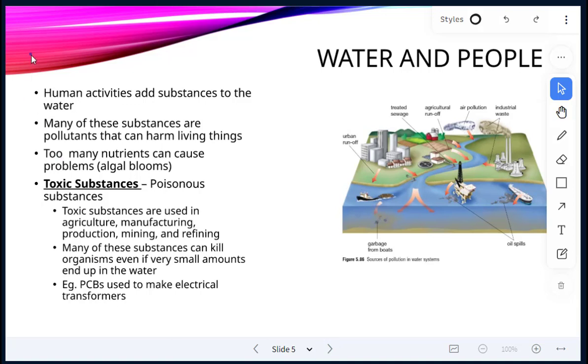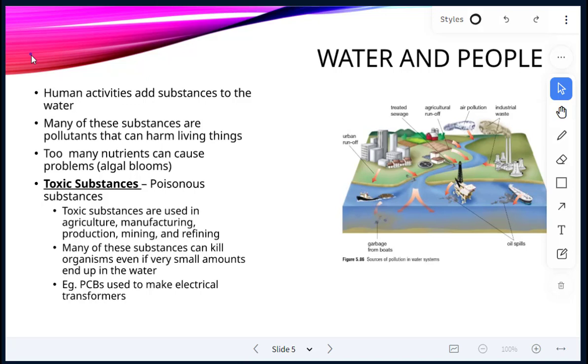Water and people: human activities add substances to the water, and many of these substances are pollutants that can harm living things. We talked about algal blooms last class. That's when too many nutrients, like fertilizers getting into the water systems, cause problems. That would be one example. A toxic substance is any poisonous substance. Toxic substances are used in agriculture, manufacturing, production, mining, and refining, and many of these substances can kill organisms even if they're present in very small amounts and they end up in the water.